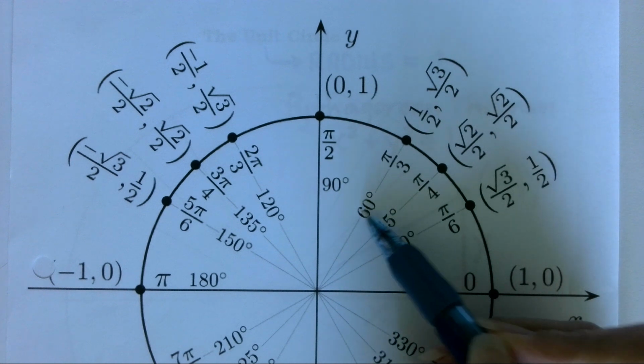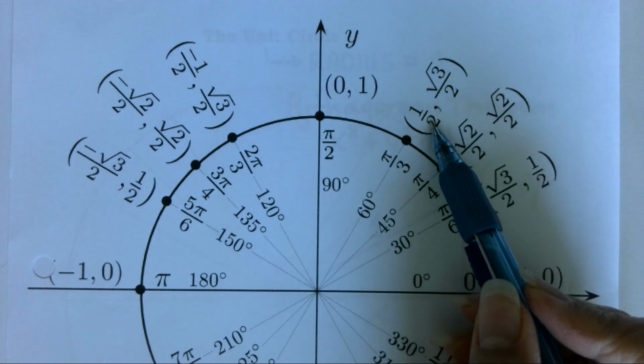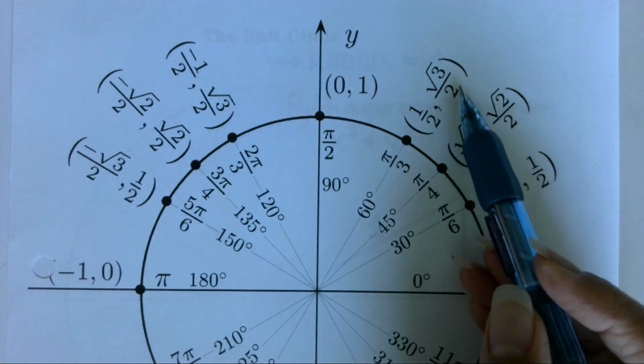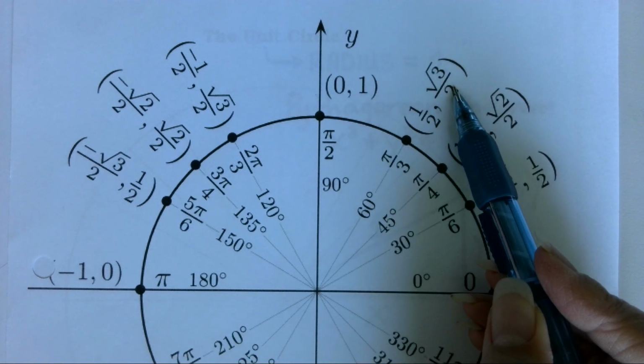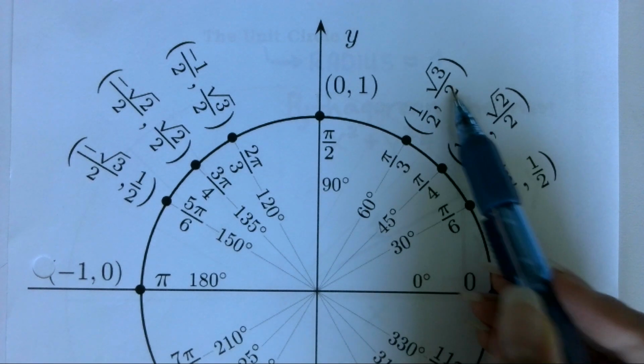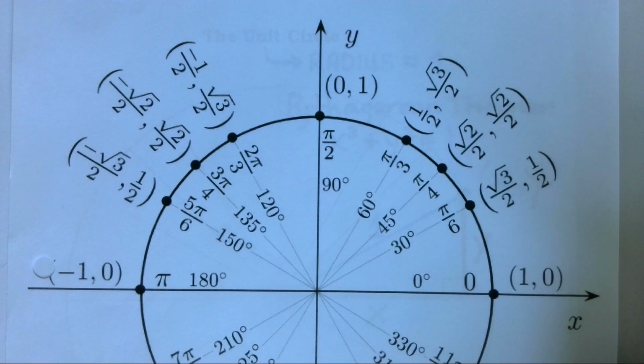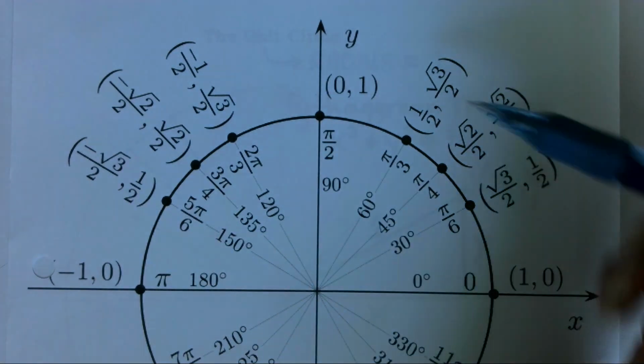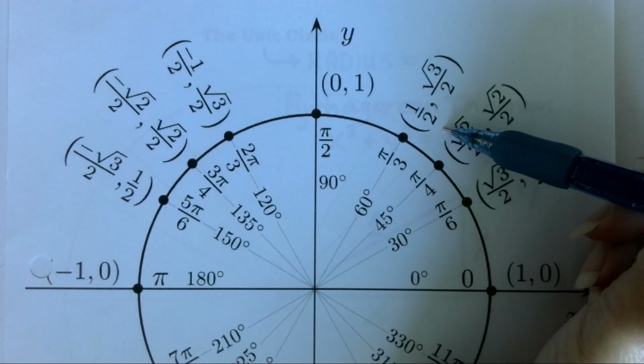If I asked you to find cosine of 60, all you would tell me is it's a half. If I said find the sine of 60, you would tell me square root of 3 over 2. Okay? If I asked you for tangent of 60, tangent was what? What did y'all do for tangent? Y over x. Good. So you would take the y value divided by the x value.